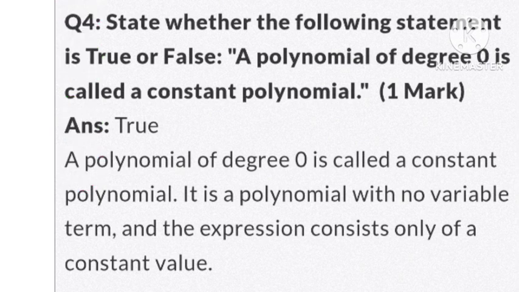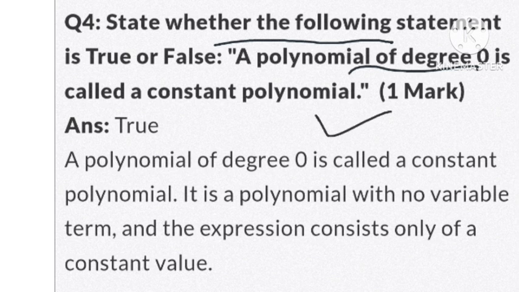Question 4. State whether the following statement is true or false. A polynomial of degree 0 is called a constant polynomial. Yes, it is called a constant polynomial because the polynomial with no variable term consists only of a constant value. So our answer is true.